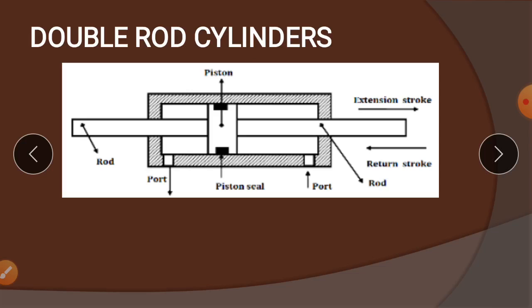So if you want to make simultaneous operations in some applications, some applications having two operations simultaneously, it should be done here. For such application areas you can use the double rod cylinders. That is one of the types that is used for different applications.